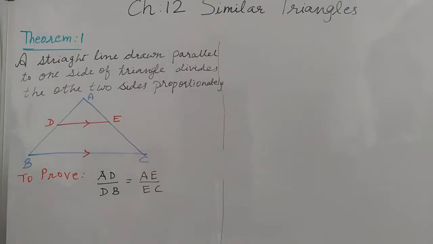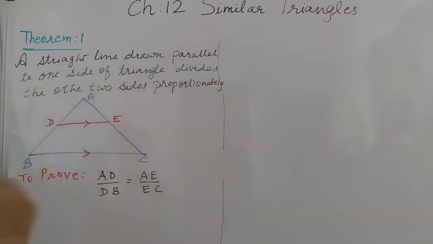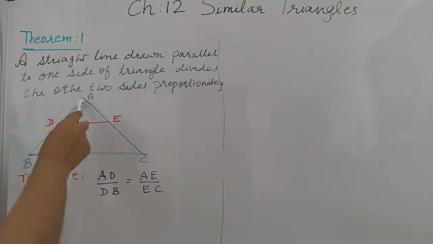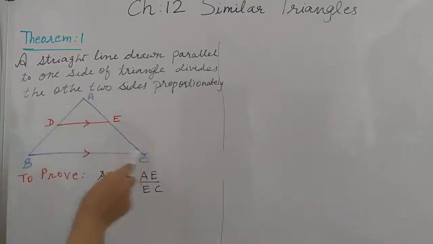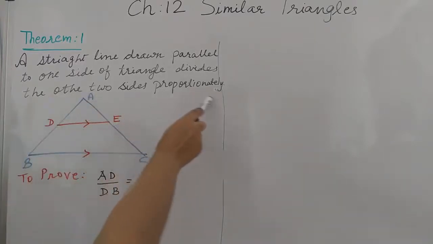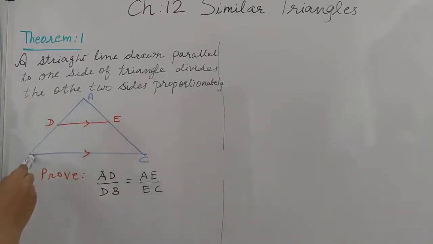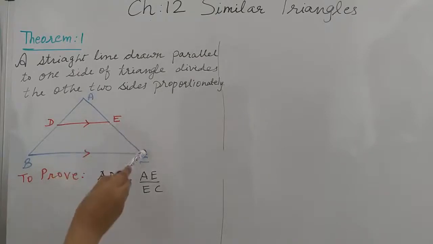So here now we are going to start theorem number 1. Theorem 1 statement is given: a straight line drawn parallel to one side of a triangle, this is the straight line drawn parallel to BC, that is the one side of triangle ABC, divides the other two sides, these are the other two sides, AB and AC, divides the other two sides proportionately. Proportionately means AD upon DB is equal to AE upon EC.